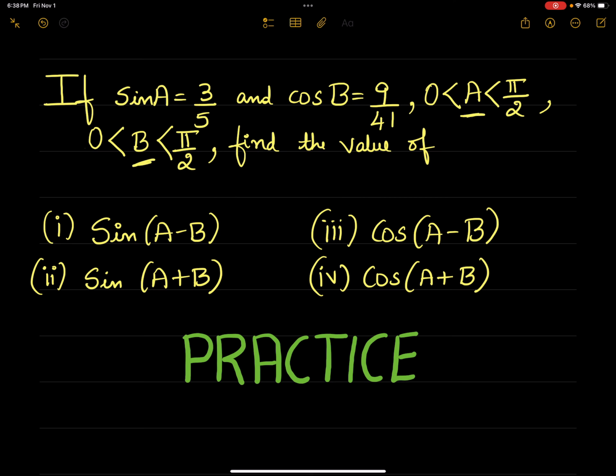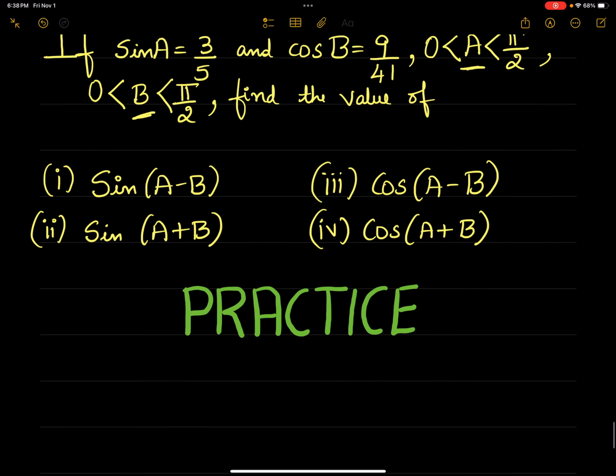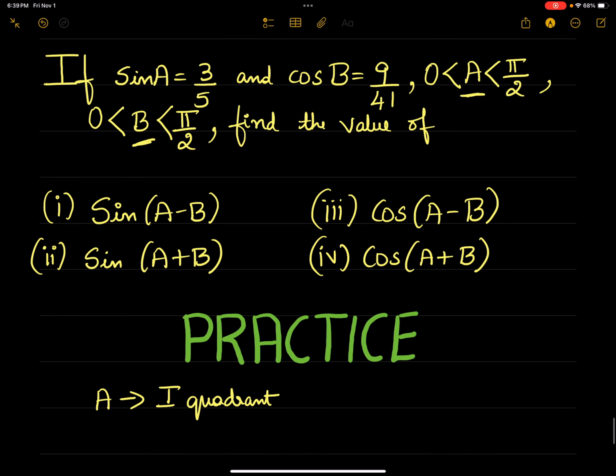So here, with the information provided to us, we know that angle A is greater than 0 but less than pi by 2. That means angle A is in the first quadrant, and in the second information given to us, B is greater than 0 and less than pi by 2. So B is also in the first quadrant.